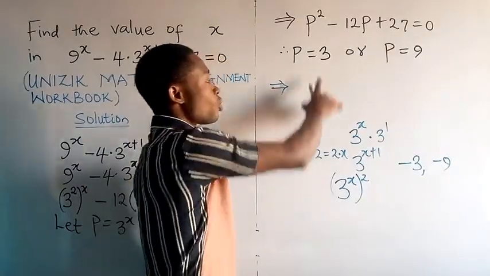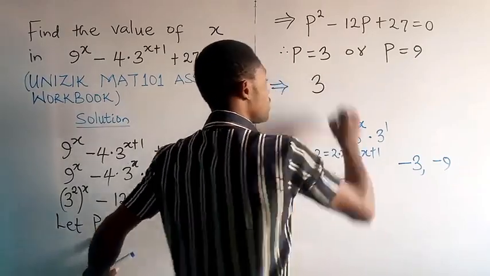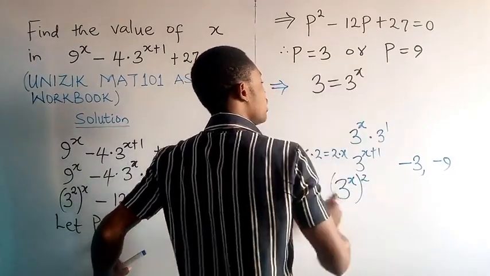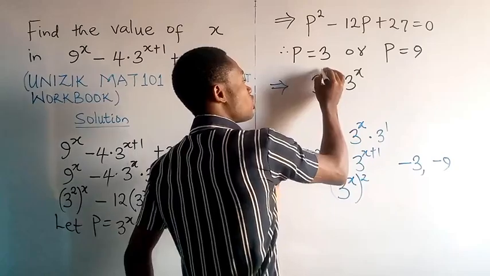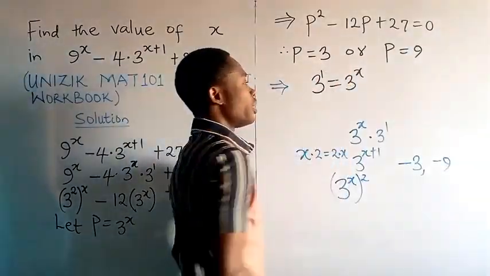So it implies that when p is equal to 3, in place of p here, I'm going to fix 3. And then equal to 3 to the power of x. This 3 you are seeing here is the same as 3 raised to the power 1. I hope you know that, right? Let me use this blue shade of marker to show it.